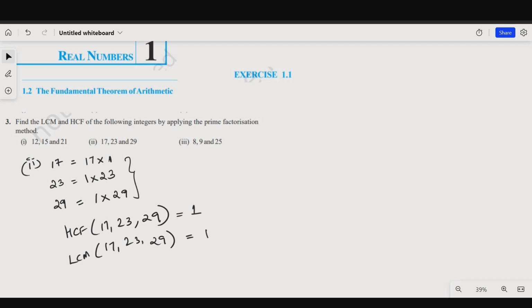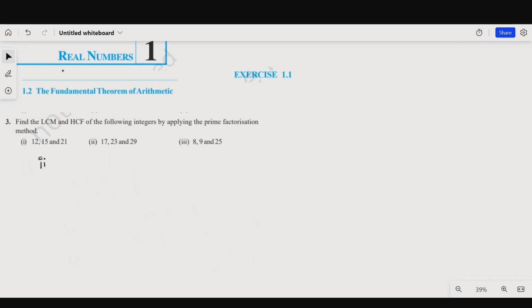So let's take the first one, it is 17 into 1, next one it is 1 into 23, so 1 is already there, let's take 23. The third one it is 1 into 29, 1 is already there, let's take 29. So the LCM is 17 into 23 into 29, since all these greatest powers are 1. So 17 into 23 into 29 gives you 11339. So the HCF of 17, 23, 29 is 1, and LCM of 17, 23, 29 is 11339.